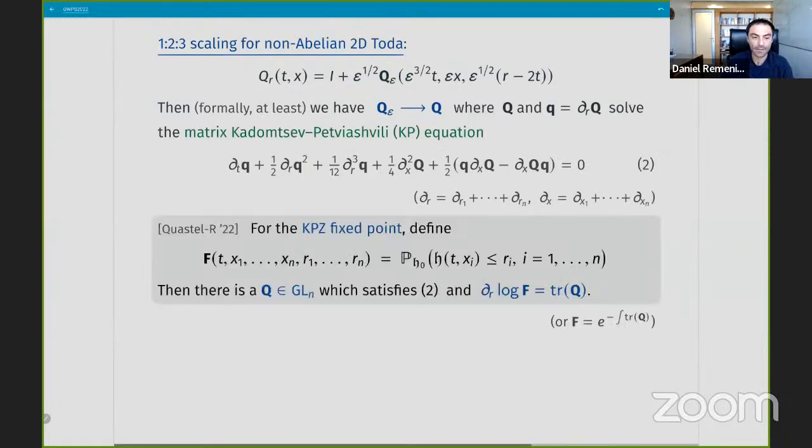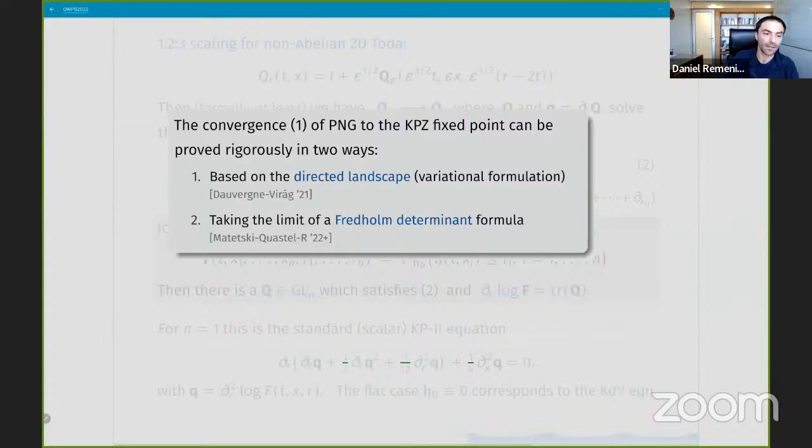because this is formal, but actually this convergence can be proved in a different way. There are at least two proofs, not fully written down. This one is basically written down: there's a proof based on these techniques that use the directed landscape due to Dauvergne, Ortmann and Virág. And we can also prove it using Fredholm determinant formulas. It's not written yet, but I hope it's going to be at some point, okay? The Fredholm determinant formula from which one can get convergence is the same one from which we get these Toda equations, and that's what I'm going to show you in the rest of the talk, okay?